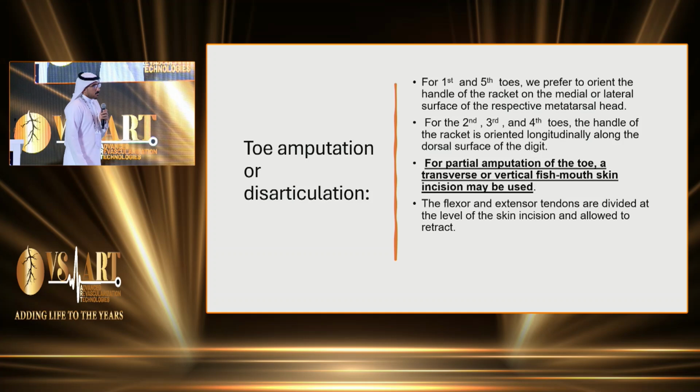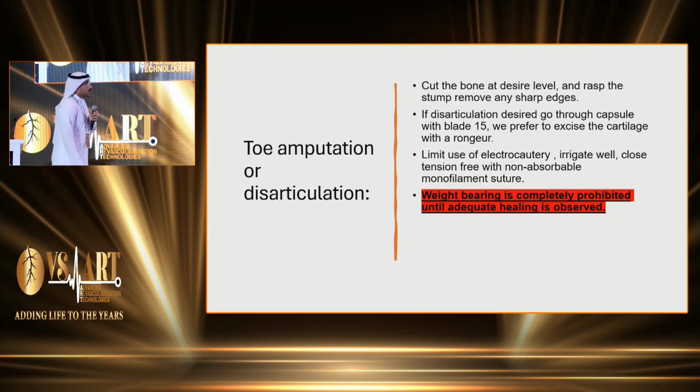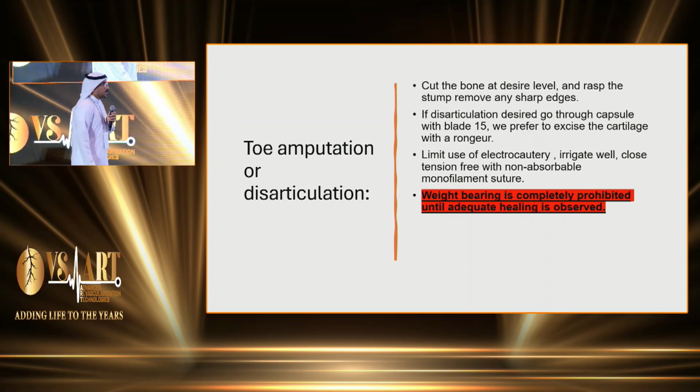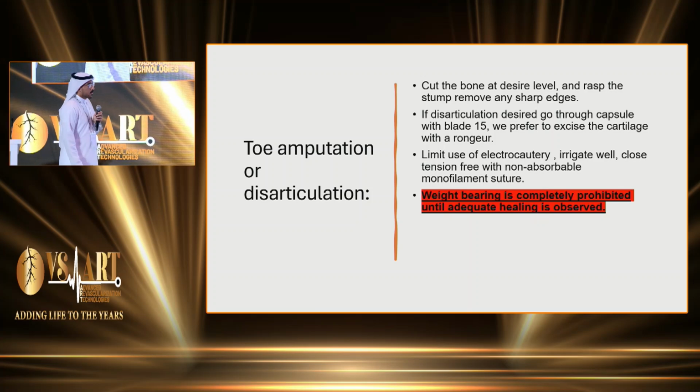We consider removing all exposed tendons so they are not at the edge of the wound, because they will hinder wound healing. Cut the bone at the desired level, and make sure there is no sharp object at the wound edge. If disarticulation is desired, go through the capsule.